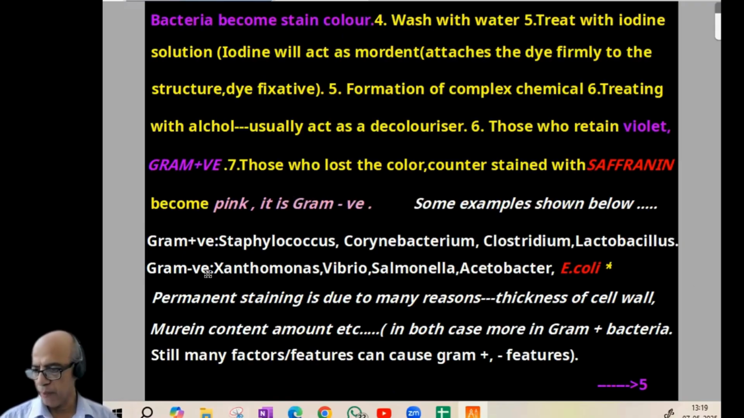Some examples for gram positive and gram negative. An odd one question: gram negative, remember E. coli, even though it is a symbiotic bacteria. Permanent staining is due to many reasons. One or two I have given there: thickness of cell wall, murein content, etc. In both cases, more in gram positive bacteria. Still many features are there.